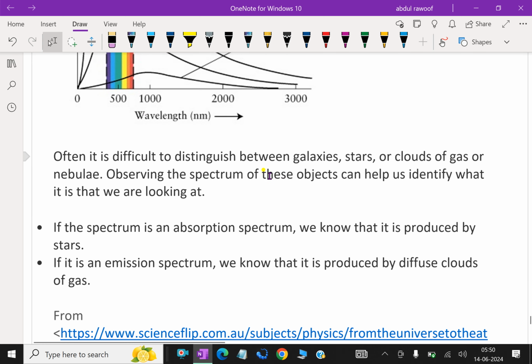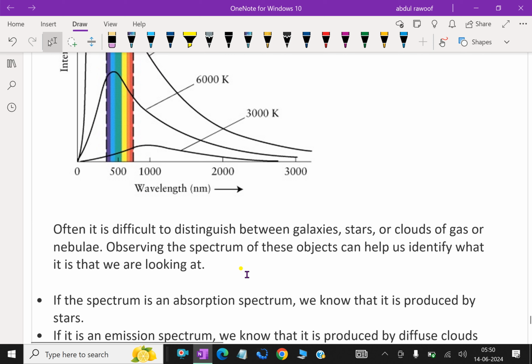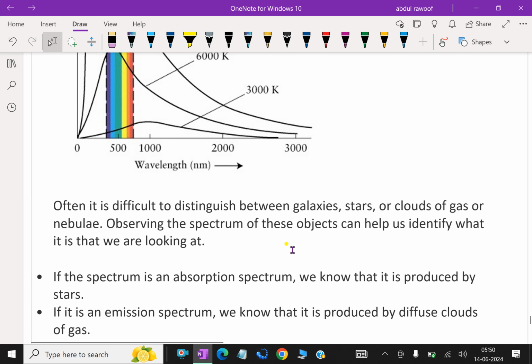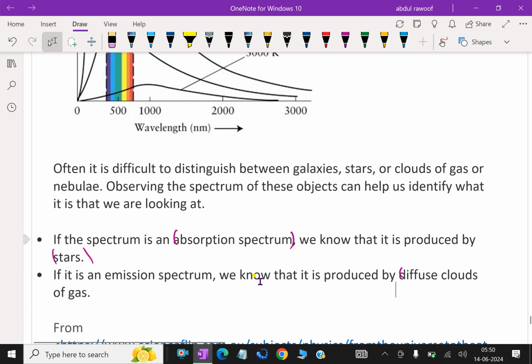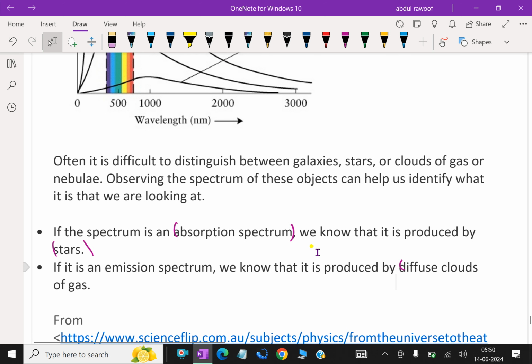Often it is difficult to distinguish between galaxies, stars, or clouds of gas or nebulae. Observing the spectrum of these objects can help us identify what we are looking at. If the spectrum is an absorption spectrum, we know that it is produced by stars. If it is an emission spectrum, we know that it is produced by diffuse clouds and gases.